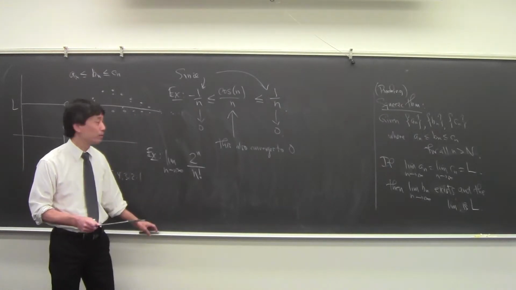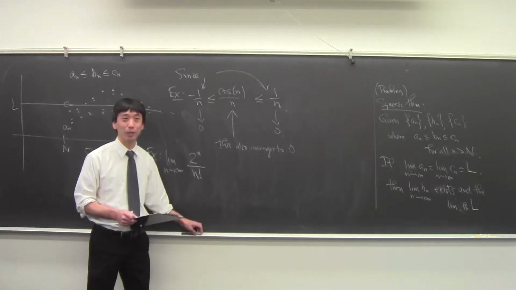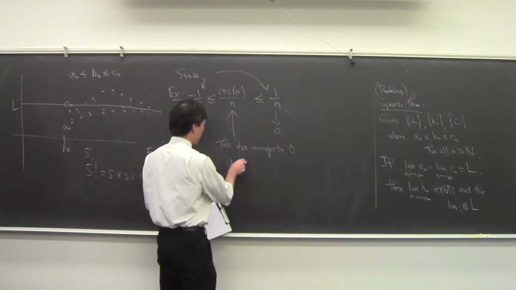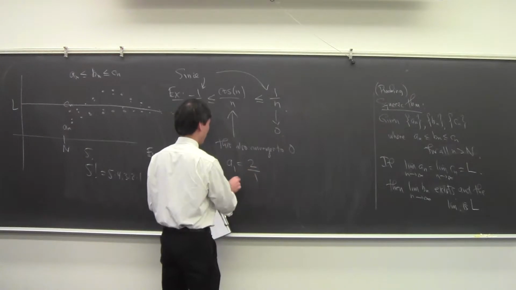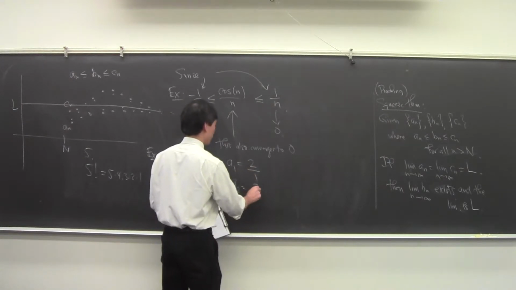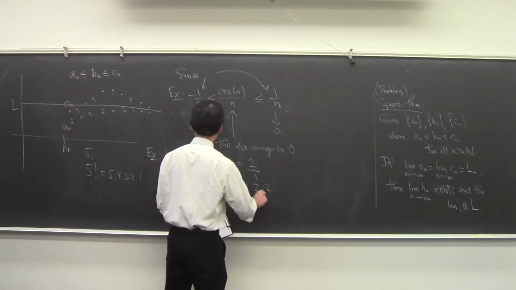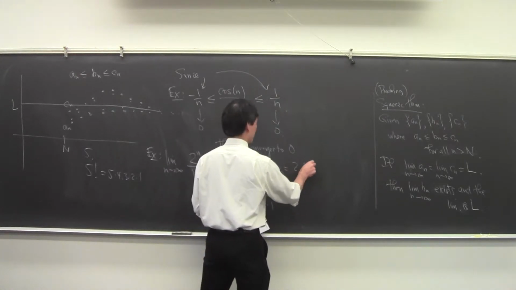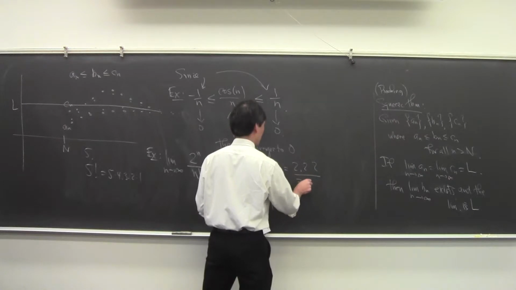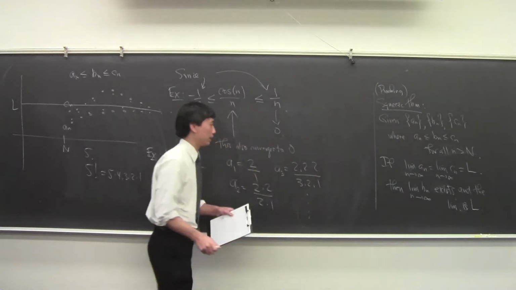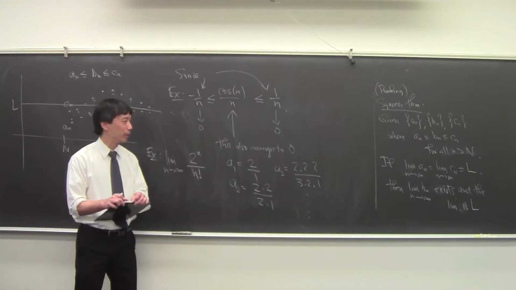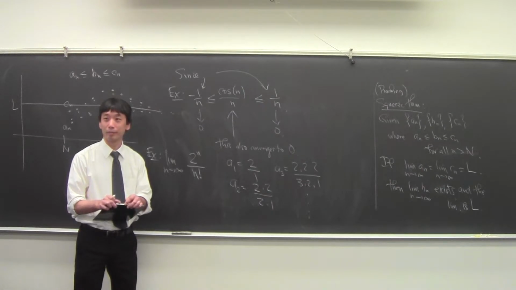Okay, what's going to happen? Who can tell me, and who can sort of give a reason for what's going to happen? A1 is 2 over 1, right? A2 is 2 times 2 over 2 times 1. A3 is going to be 2 times 2 times 2 over 3 times 2 times 1, et cetera. What's going to happen as n gets bigger and bigger?